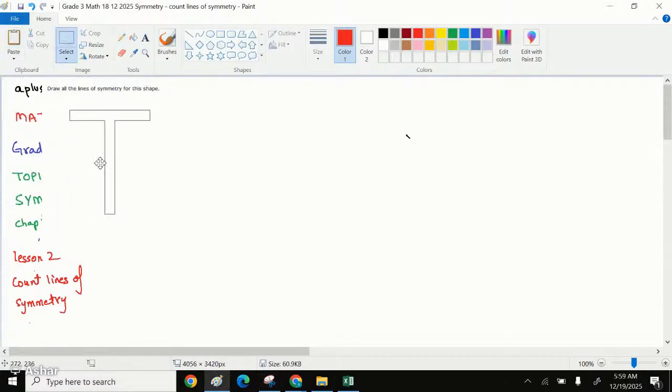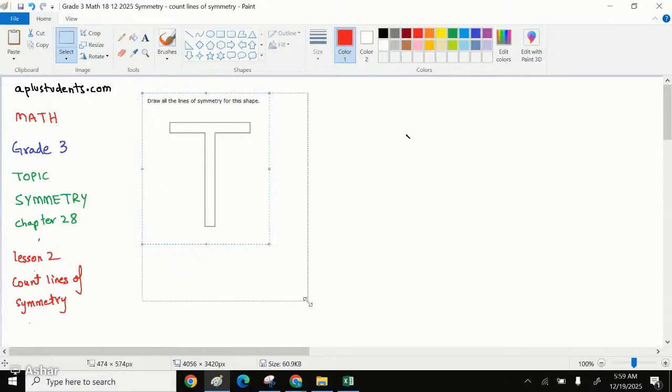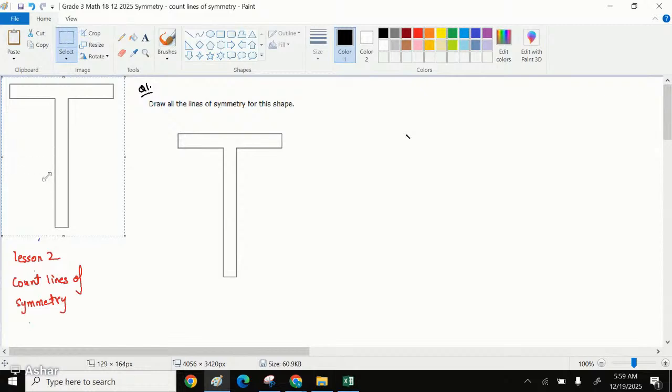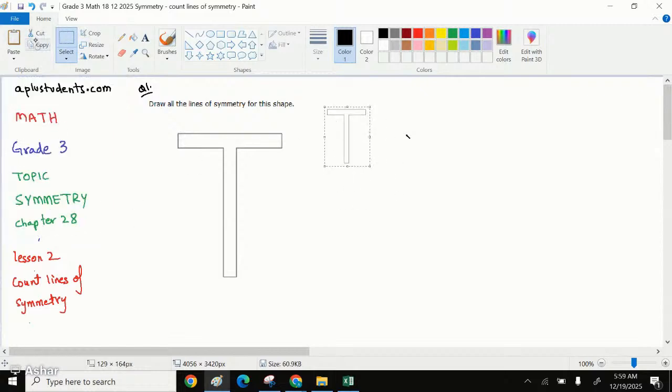I'll copy the shape. If this is a question given to us, you can also see this on your screen. We need to draw the lines of symmetry in this case. So let's take a sample on the side, and first we'll do it on the sample so that we can finally do it on the main diagram. We'll see if we have more than one line of symmetry. The alphabet over here is T, right?